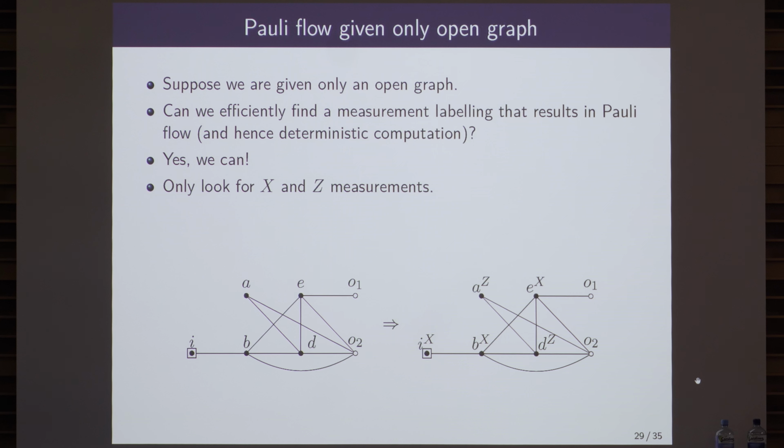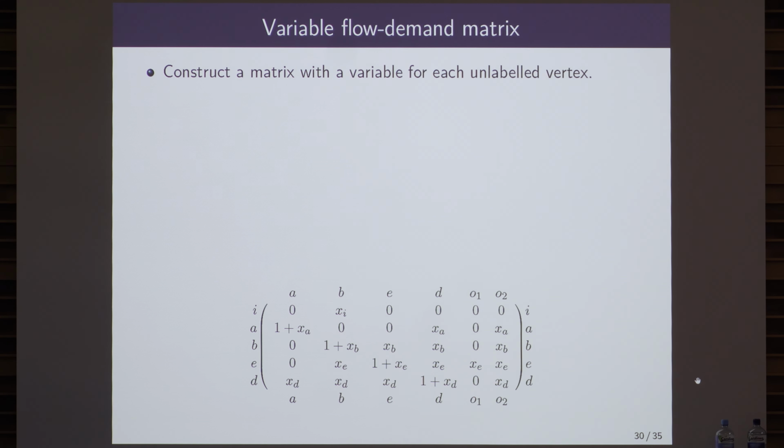It turns out that that's sufficient in the way that if we cannot do computation with just poly X and Z, we cannot do it with any of the measurements. So in that sense, it's sufficient to look for poly X and Z. But of course, that's also not very interesting in the sense that if we only have poly measurements, we are in the Clifford fragment, so that could be classically simulated. But how can we do that here?